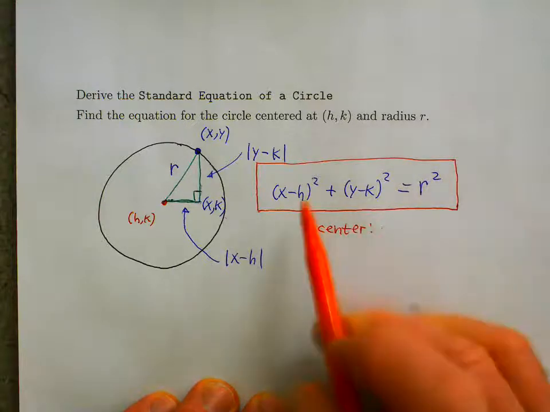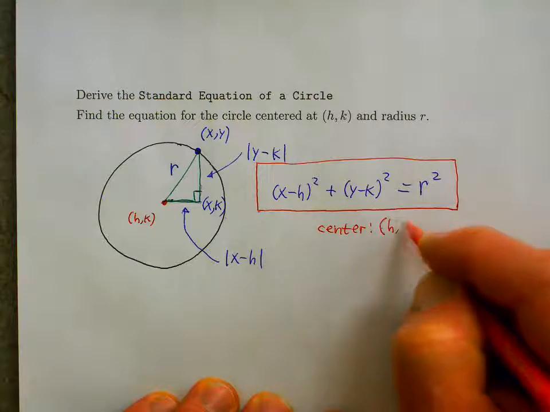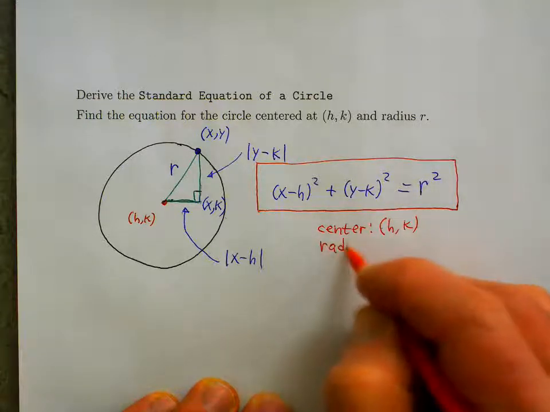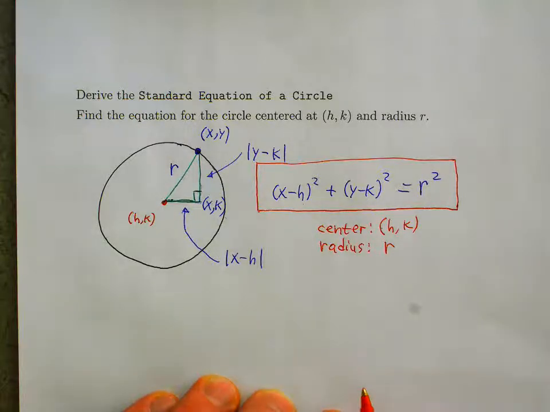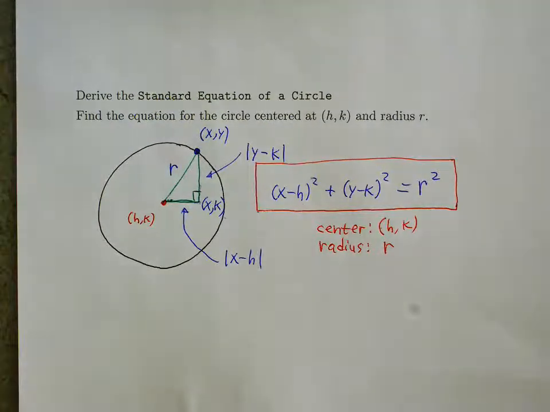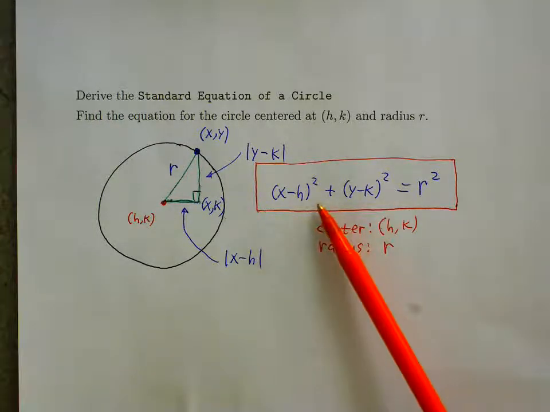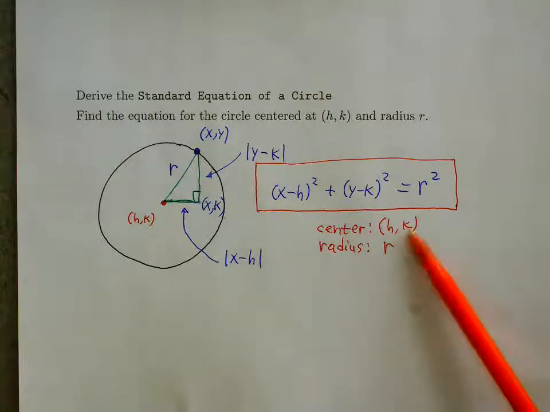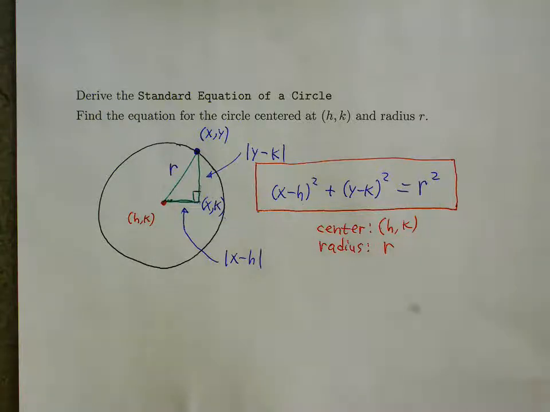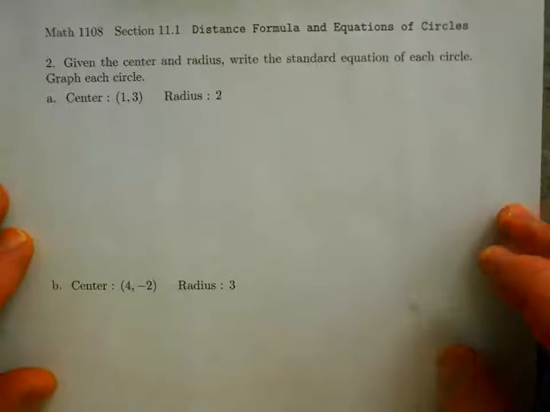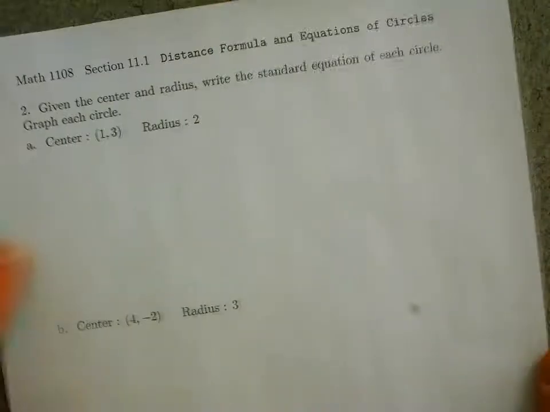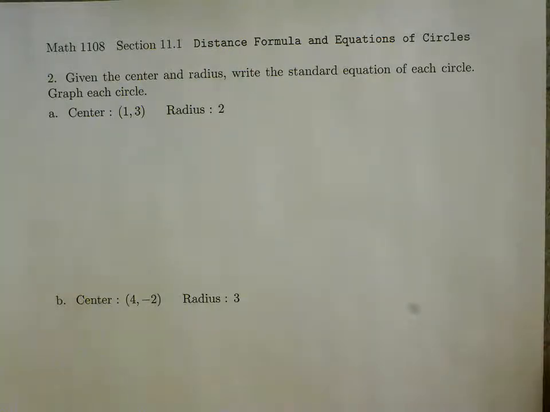The center of that circle is the ordered pair (h, k), and the radius is r. Okay, so anytime you see an equation that's in standard form, you automatically should know what the x and y coordinates of the center are, as well as the radius. Okay, well, with that in mind, if we're given the center and radius of a circle, we can write the standard equation for that circle.